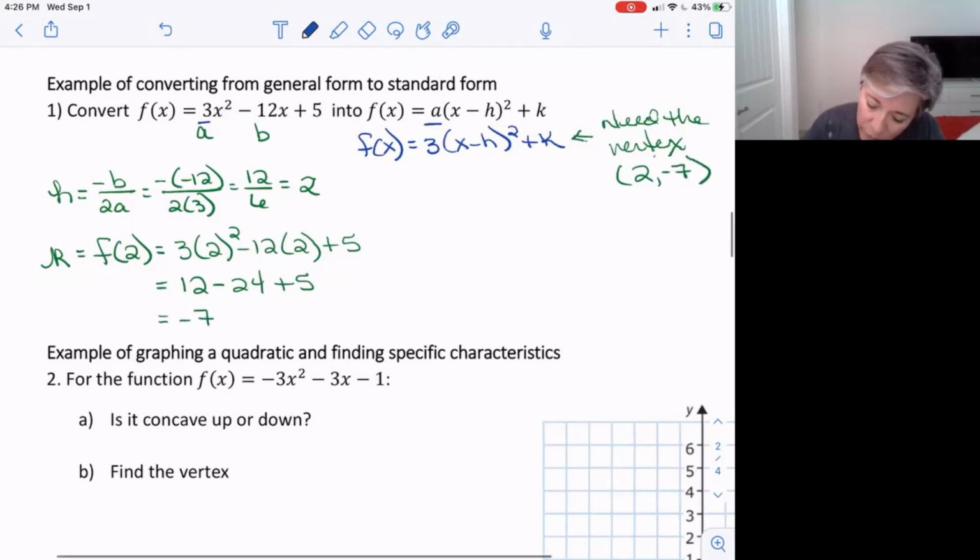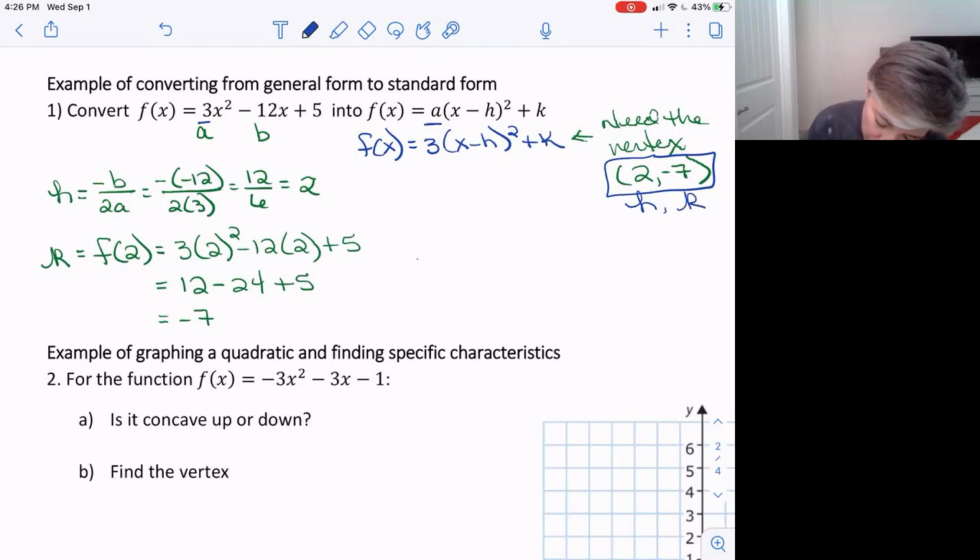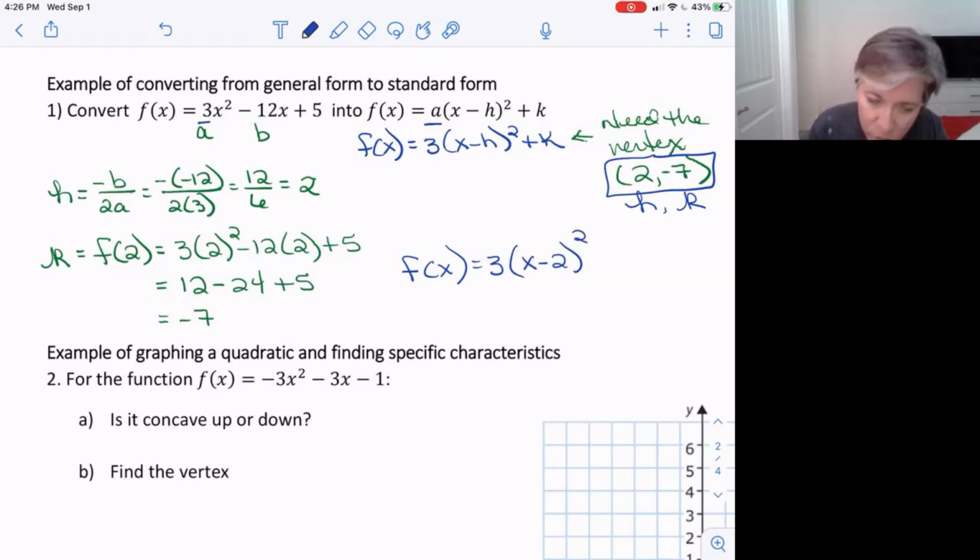So now that we have the vertex, we can plug that into our vertex form for the h and the k. So that gives us f of x equals 3 is still our leading coefficient. x minus our h, which is 2, quantity squared, plus our k, but our k is a negative 7, so plus a negative 7 is the same thing as minus 7.